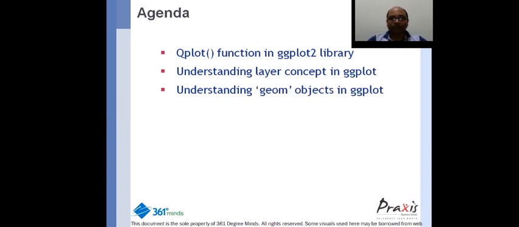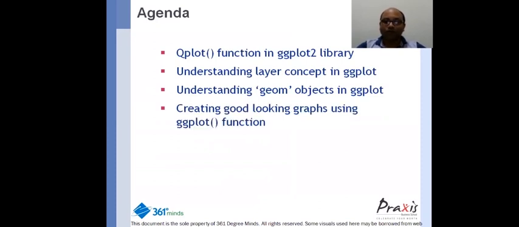When I'm talking about layers, there are different geometrical objects available, known as geom. For example, I'm going to add a line, or a different type of bar diagram, histogram, or density. Those are all geometric objects, and we will look at a few of them, not all. Then we are going to use various geometric objects and put their concepts in place so that at the end I get a good looking graph.